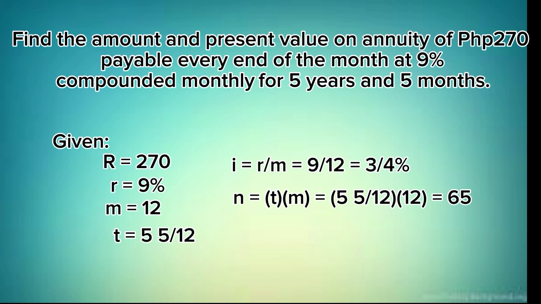So let's compute for our N. So we have 5 divided by 12, we have 0.4166. Add 5, so 5.416 times 12, we have 65.